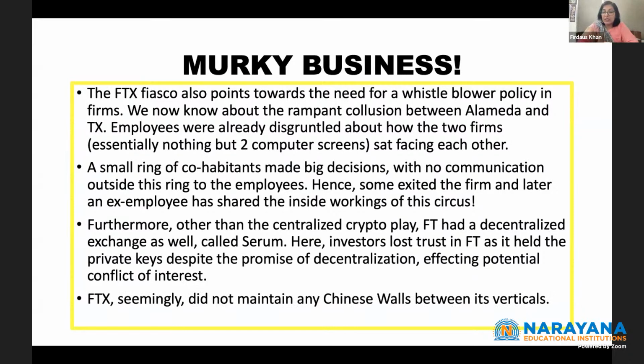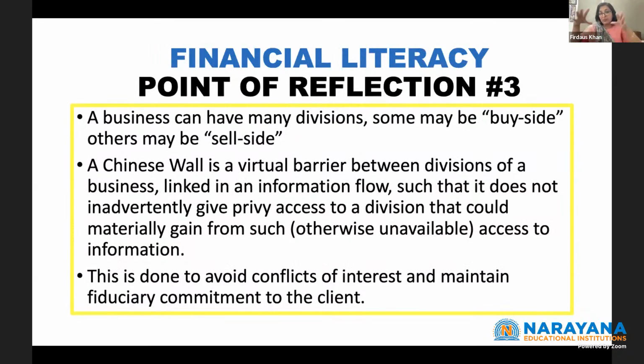So there is something called a Chinese wall. Whenever there is a big business having a lot of divisions, some divisions have buy side customers, customers who want to buy something. Other divisions have customers who want to sell something.